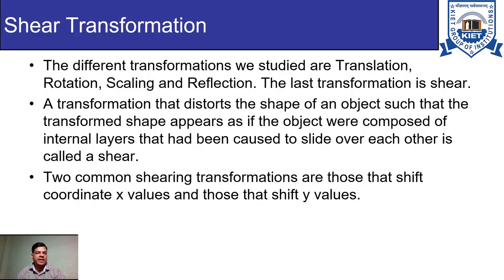We could imagine that the object consists of various internal layers and all layers are sliding on each other. So we could have a shear in the x direction as well as a shear in the y direction. Two common shearing transformations are those that shift x coordinate values and those that shift y values.